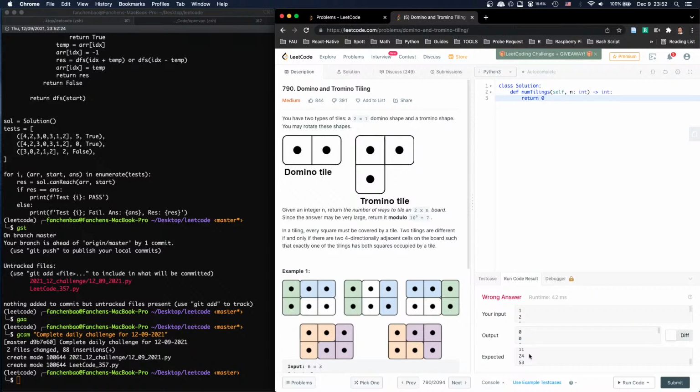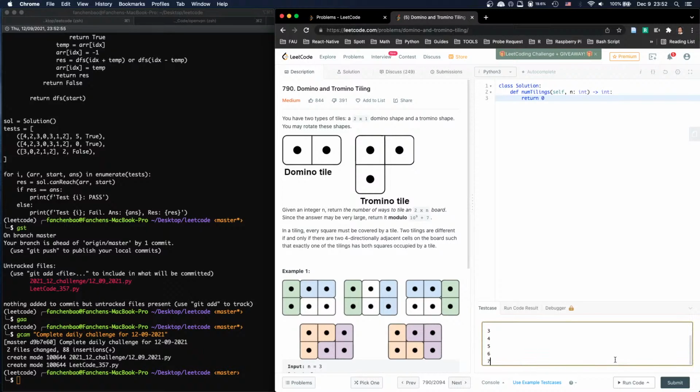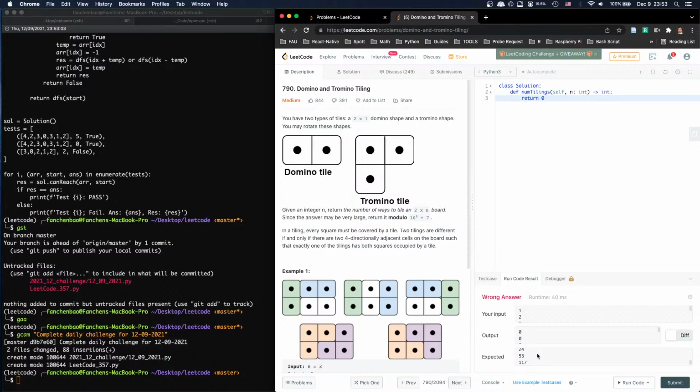Okay, we're going to do one more. For 7, it's not going to be the same thing. For 7 it's going to be 53 plus 24, and plus 11 plus 5 plus 2 plus 1 plus 1 times 2. So 117. I say 7 is going to be 117. I think we found it.